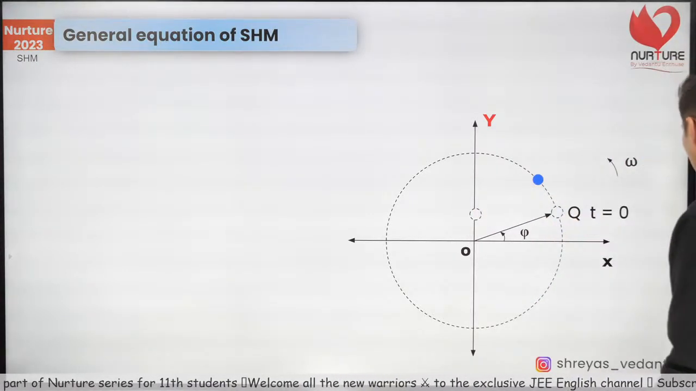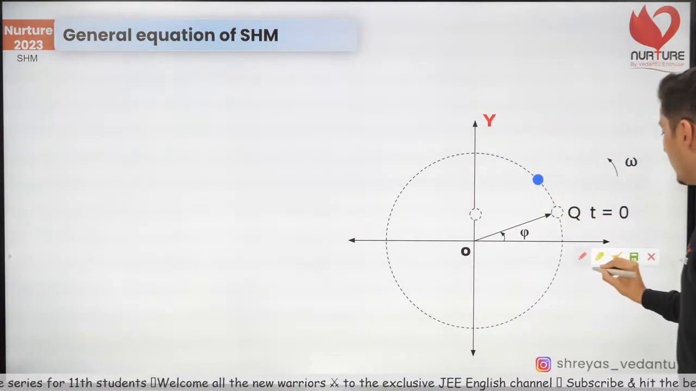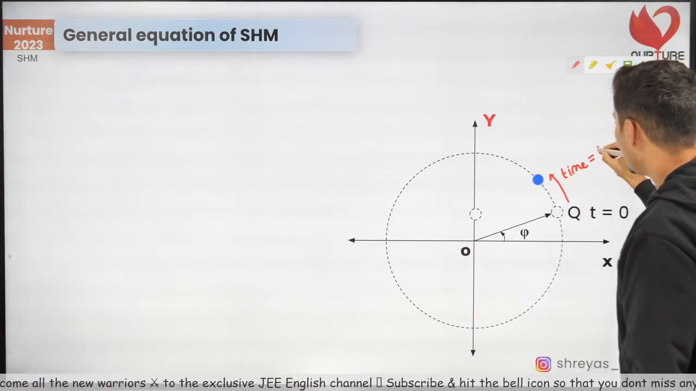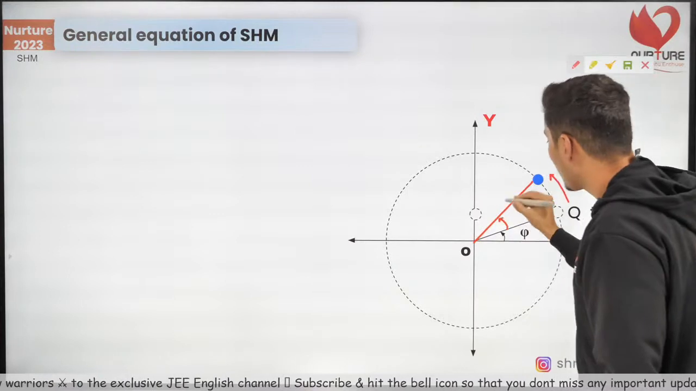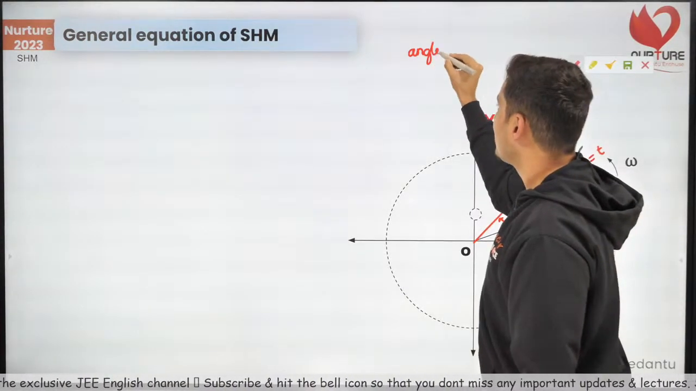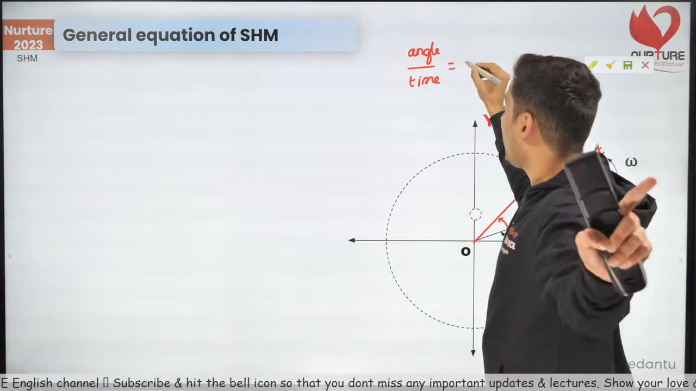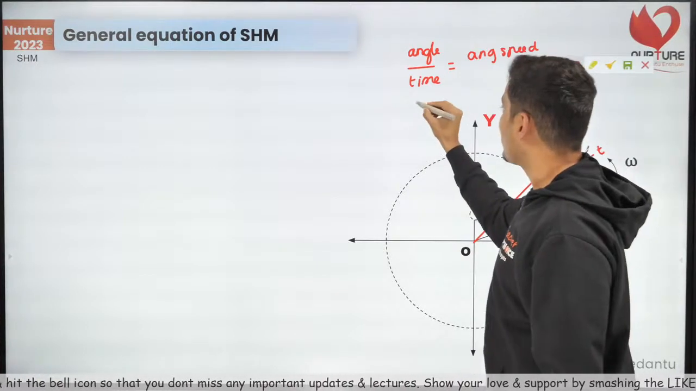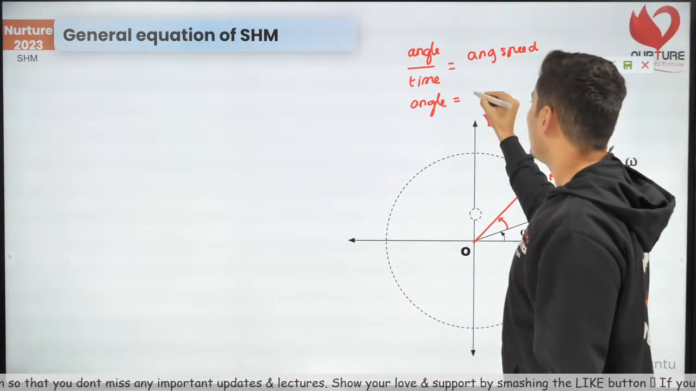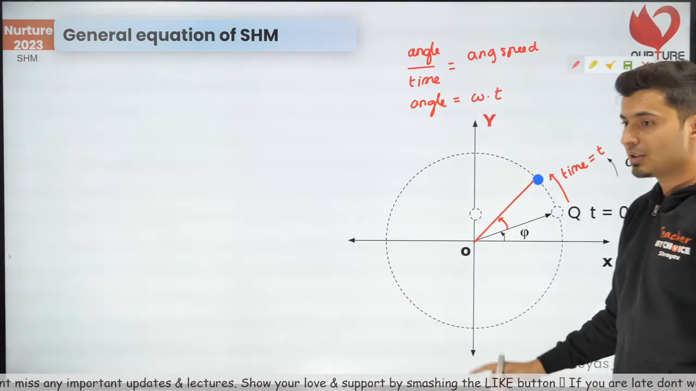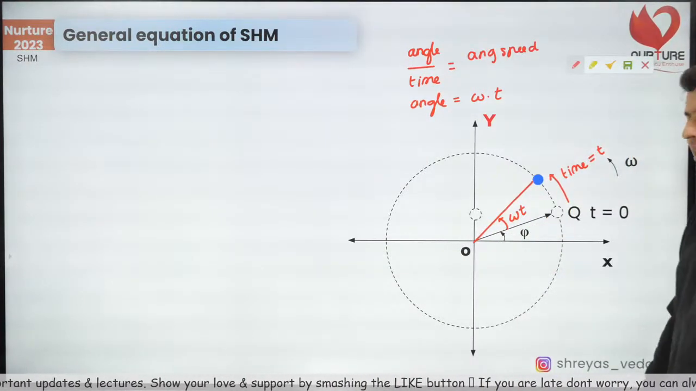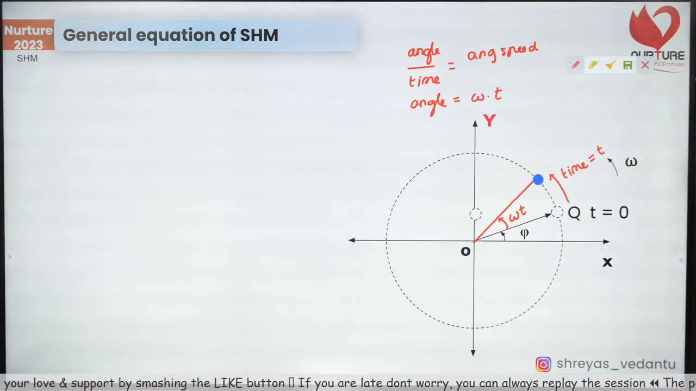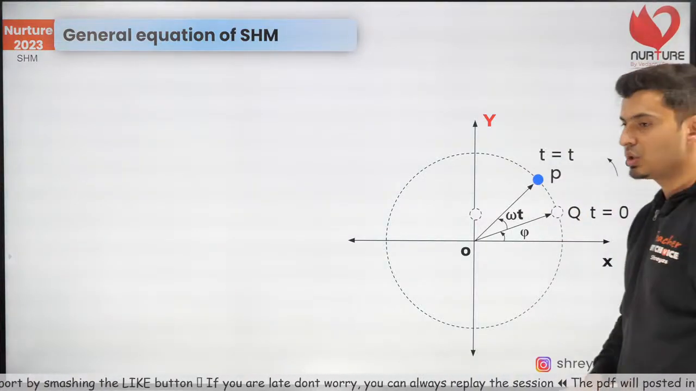Now I want you to think about it. If it moves from here to here in, let's say, time t, it will cover some angle. And do you remember what angle divided by time is called? Angle per unit time is called angular speed. So what will be that angle? It will be omega into t. Agreed? Everybody is able to see this. So after some time, the extra angle covered is nothing but omega into t.